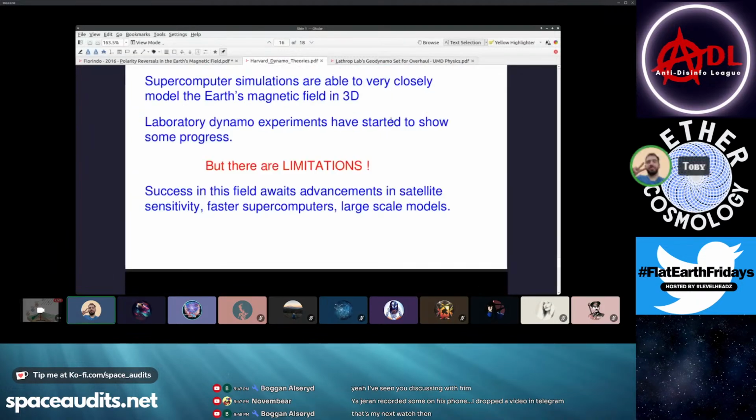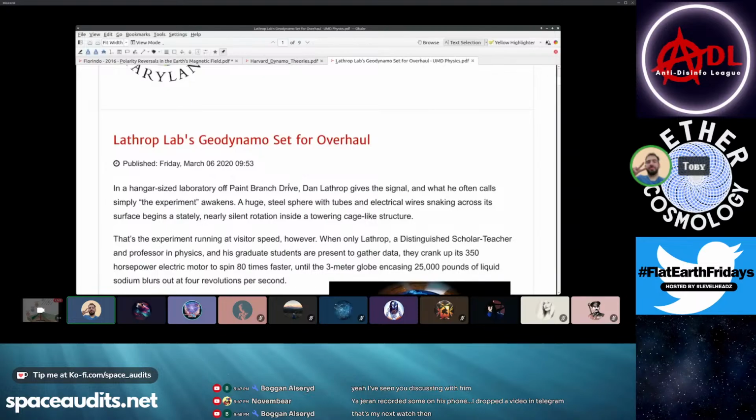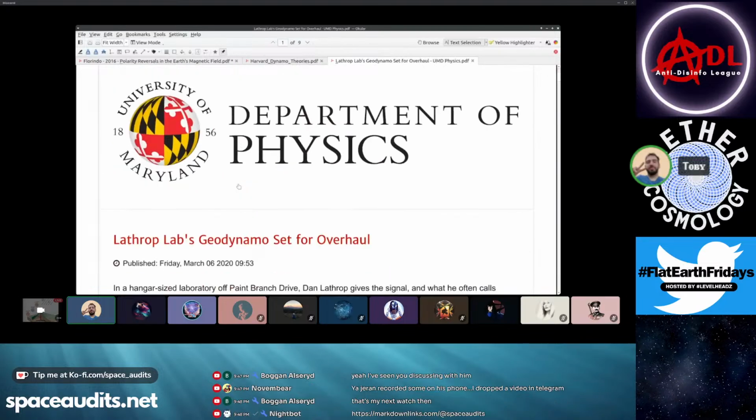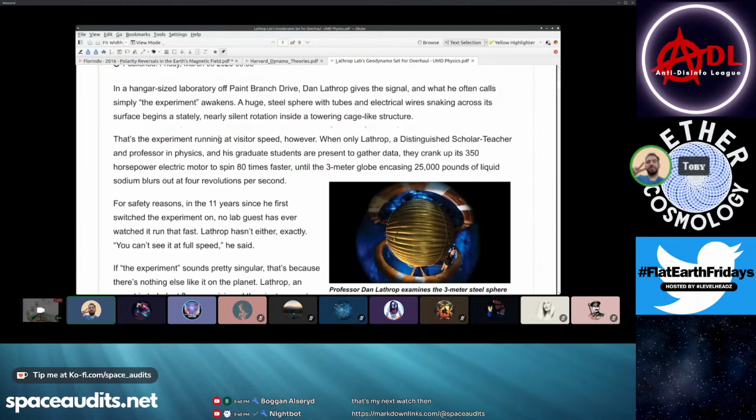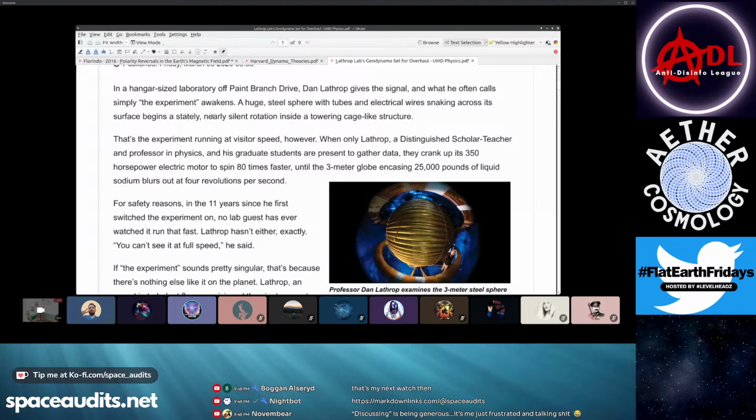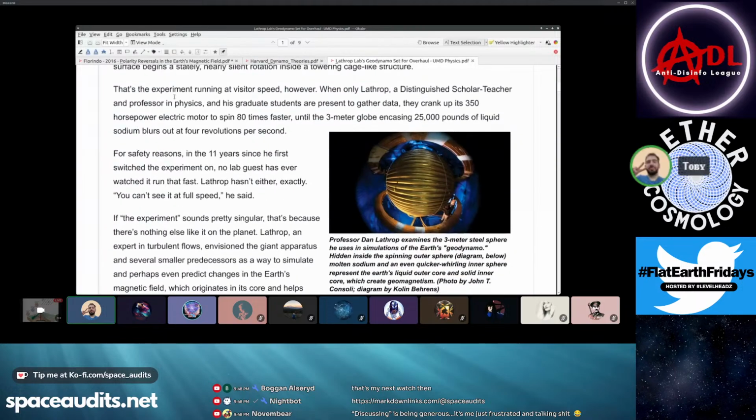Let's take a quick peek at this article from the University of Maryland Department of Physics. The Lathrop Labs geodynamo is set for overhaul. In a hangar-sized laboratory off Paint Branch Drive, Dan Lathrop gives the signal, and what he often calls simply the experiment awakens. A huge steel sphere with tubes and electrical wires snaking across its surface begins a stately, nearly silent rotation inside a towering cage-like structure. That's the experiment running at visitor speed, however.